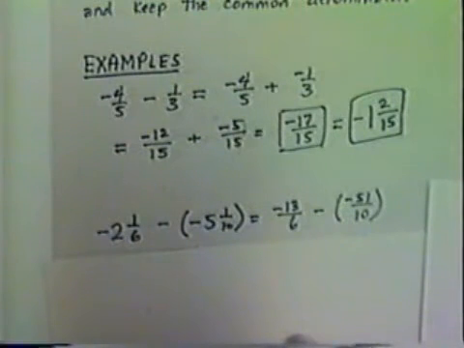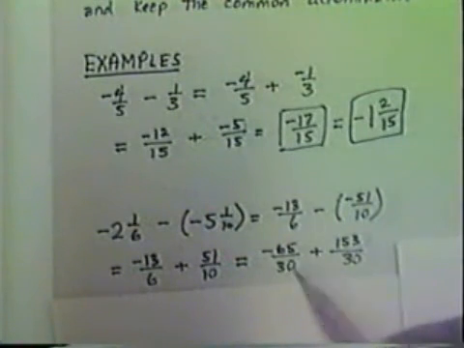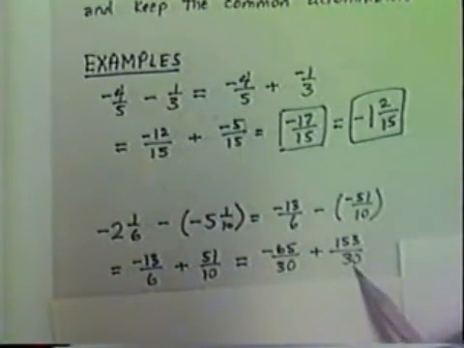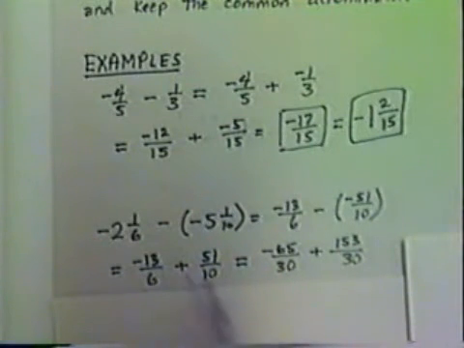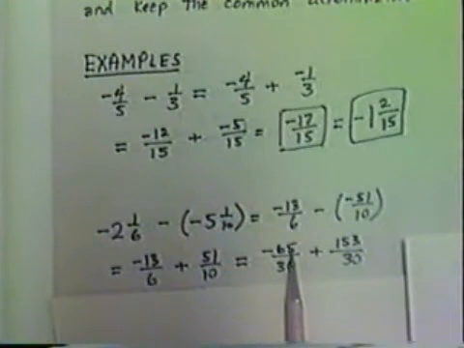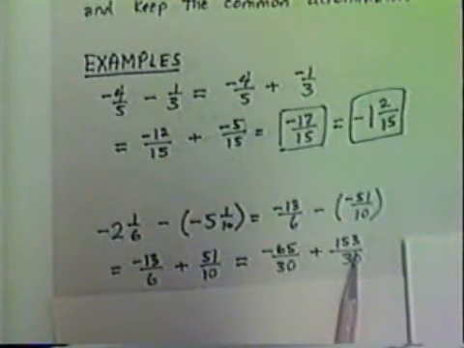The common denominator for these is 60, or, even better, 30. If we use 30 for our common denominator, this converts to 30ths, and I notice that what I've done first is to subtract this negative number to add its opposite, and then get the common denominator. So our common denominator of 30, we have negative 13/6 that converts to negative 65/30. We have 51/10 that converts to 153/30.